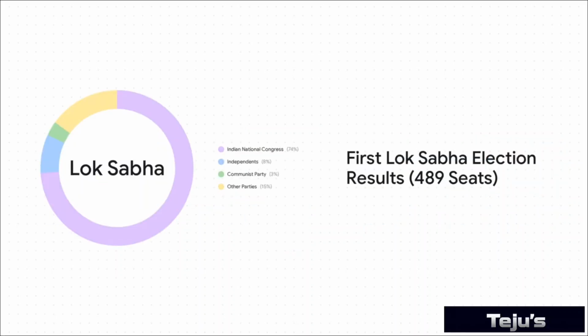So what happened? Well, the results were pretty clear-cut. The Indian National Congress, the party that led the freedom struggle, won in a landslide. They got almost 3/4 of the seats. And that huge majority was absolutely crucial because it gave them the stability they desperately needed to face the next giant challenge, actually putting the country together.